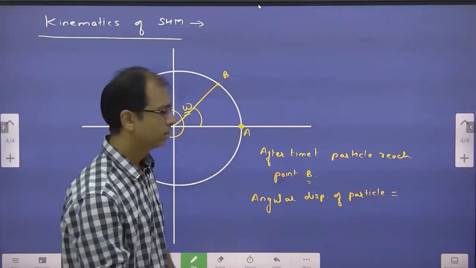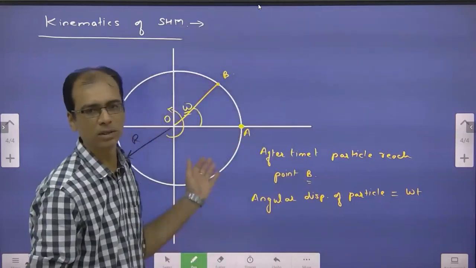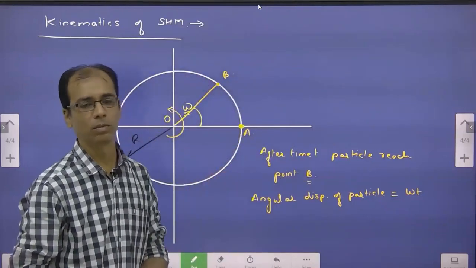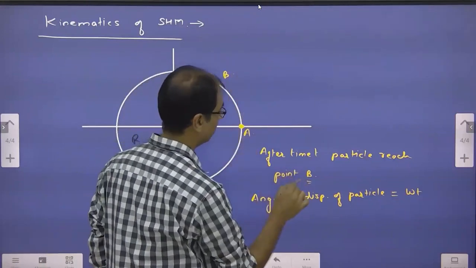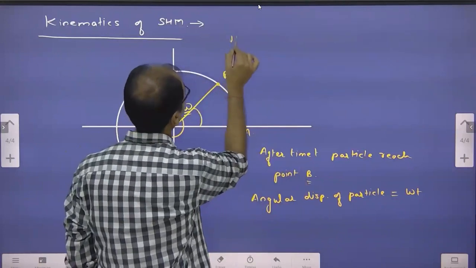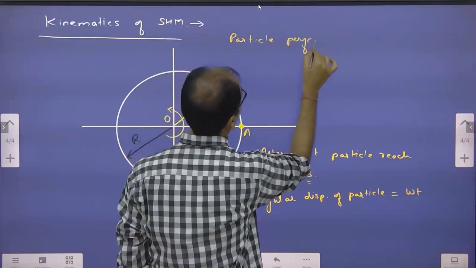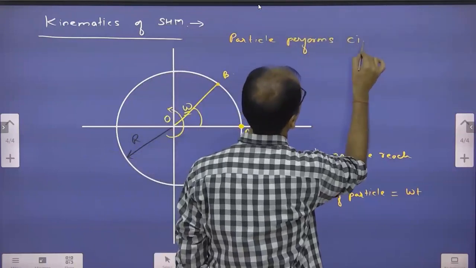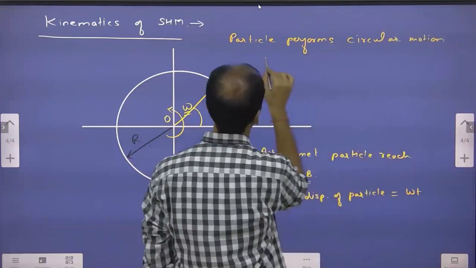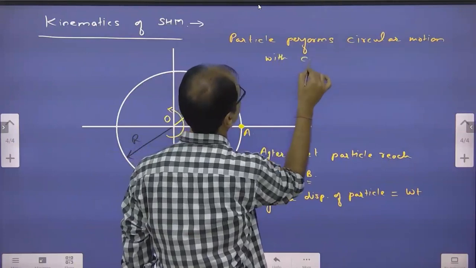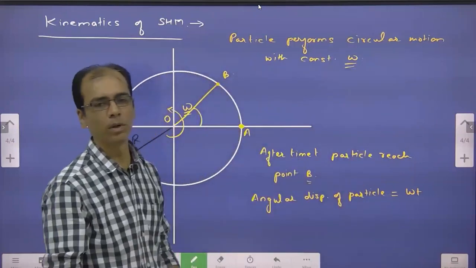This will be omega t. Why? Is omega constant? Yes, omega is constant. Did I say any acceleration is there? No. Omega is constant. Nowhere have I written otherwise. The particle performs circular motion with constant omega. So theta equal to, what is the formula?